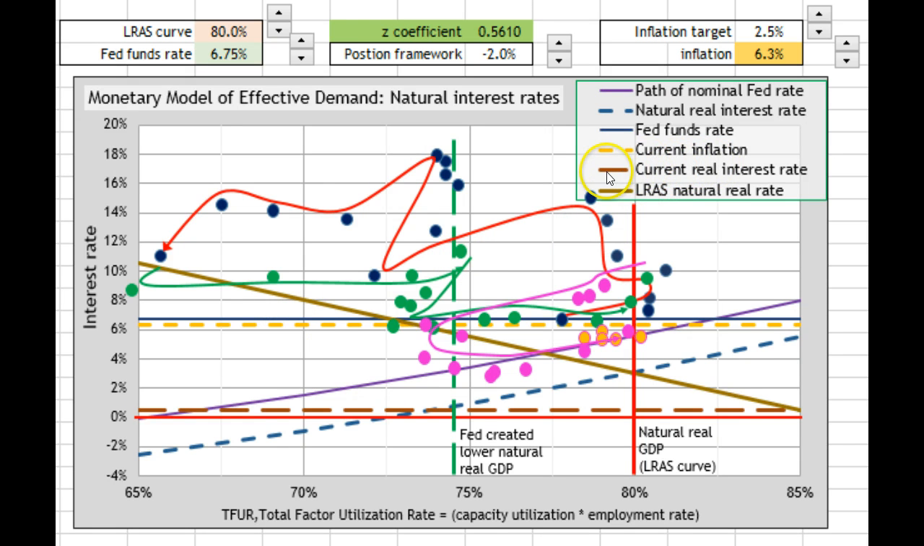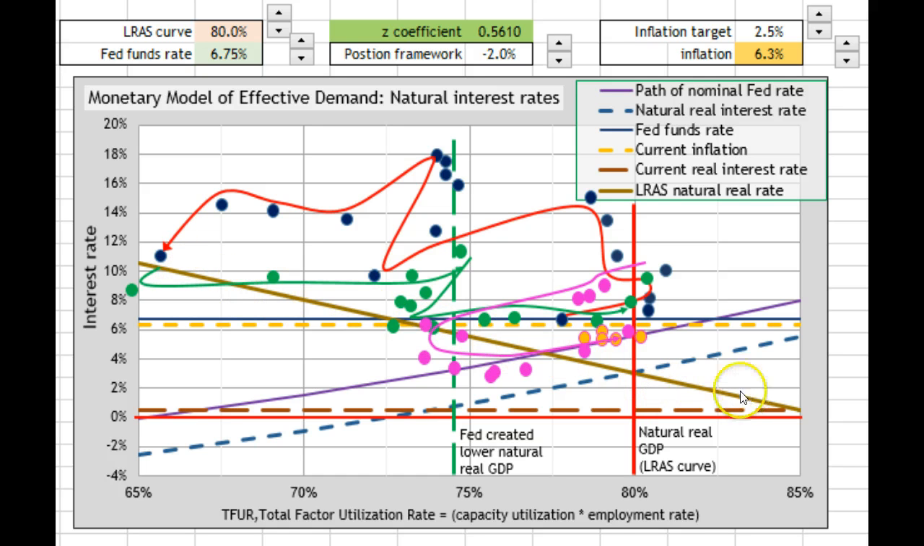And then this dashed brown line, the current real interest rate down here, that's just going to be the Fed funds rate minus current inflation. So if you just take that blue line minus the yellow dash line, you'll get the current real interest rate. And then this last line, the long run aggregate supply natural real rate, that's this diagonal that comes in like this.